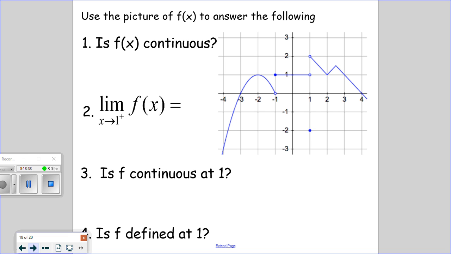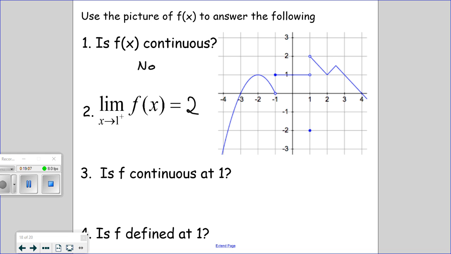All right, the first one's pretty easy. Is f continuous? No. Another way of asking that is, can I trace the whole thing without picking up my pencil? No. And if I say no to that, it's not continuous. Continuous means I can trace the whole thing without picking up my pencil. So no, not continuous. What about our limit as we approach 1 from the right? 2. Here's 1, approach from the right, we are headed up to 2.